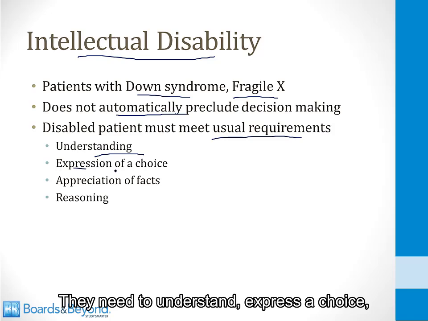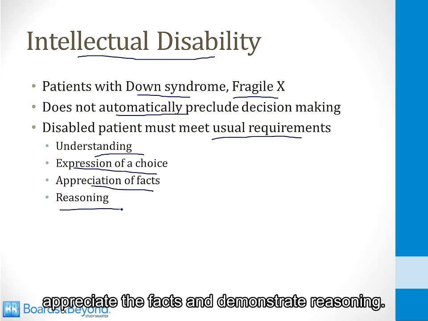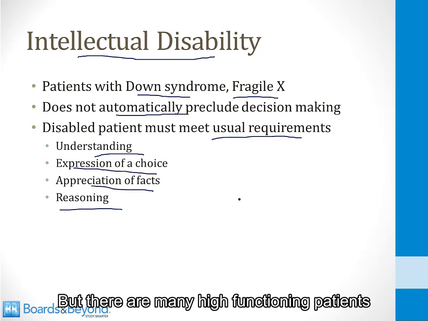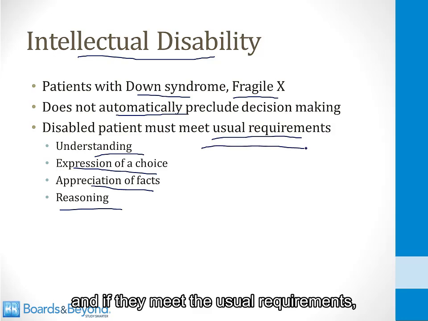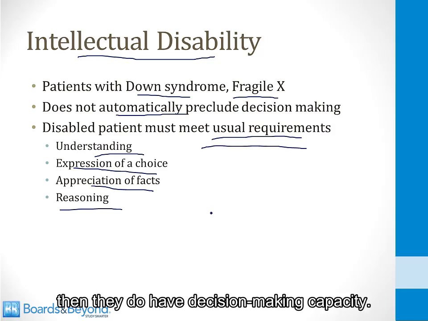They need to understand, express a choice, appreciate the facts, and demonstrate reasoning. But there are many high-functioning patients with Down syndrome and other forms of intellectual disability, and if they meet the usual requirements, then they do have decision-making capacity.